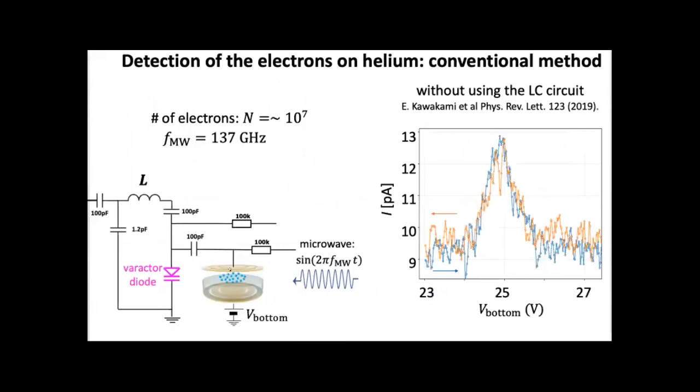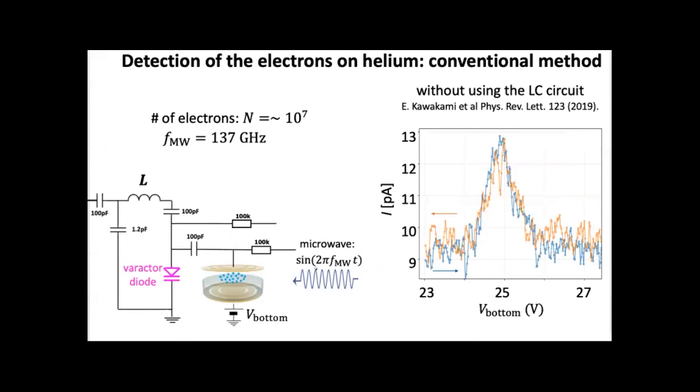And now, we deposit the electrons, 10 to the power 7 electrons here. So now we don't use this varactor diode anymore. We apply a resonant microwave. By the way, this is a conventional Rydberg transition peak. By changing the voltage applied to this bottom electrode, we can see some peak here. Here we fix the microwave frequency, and due to the DC Stark shift, we can see the peak when the voltage applied to the bottom electrode was 25 volts.